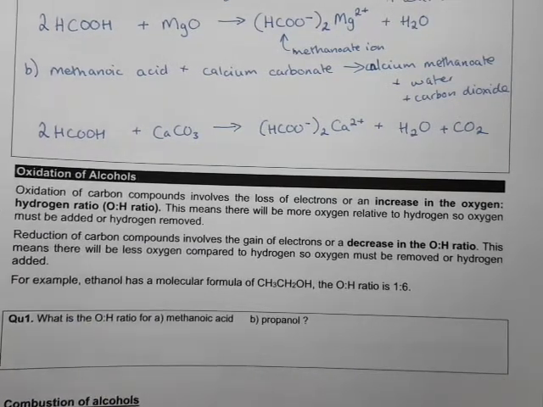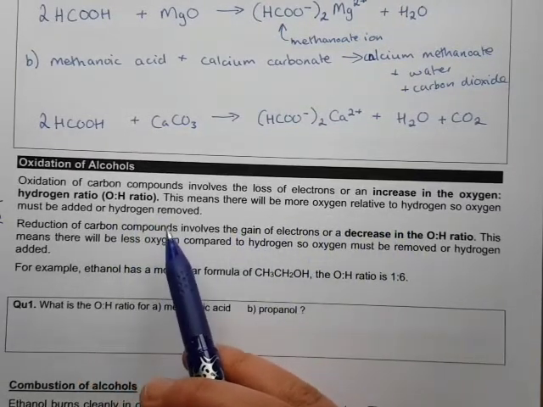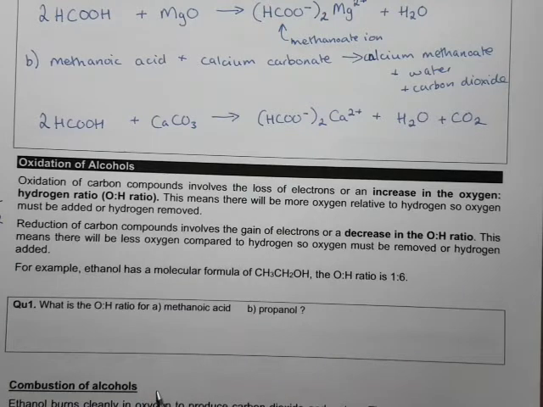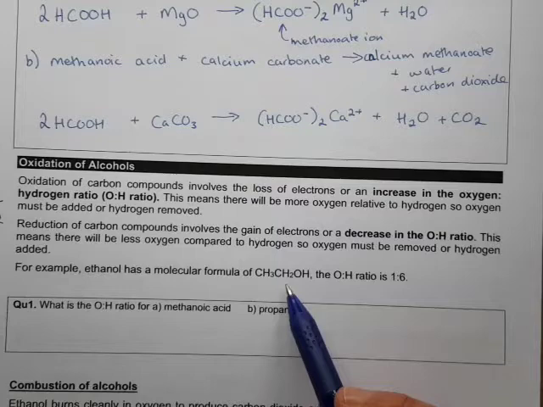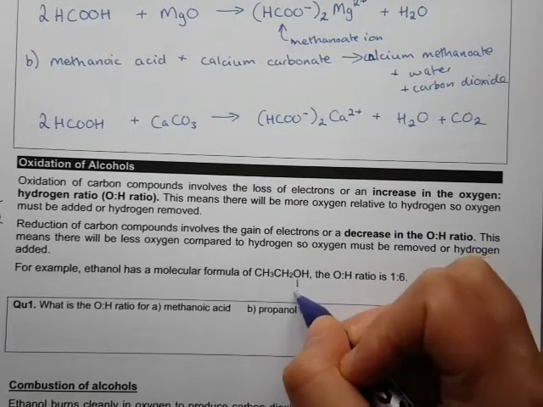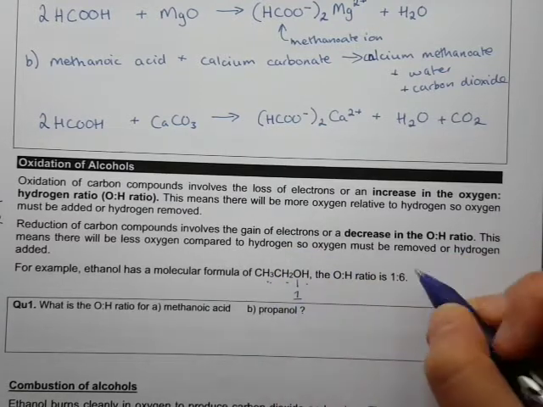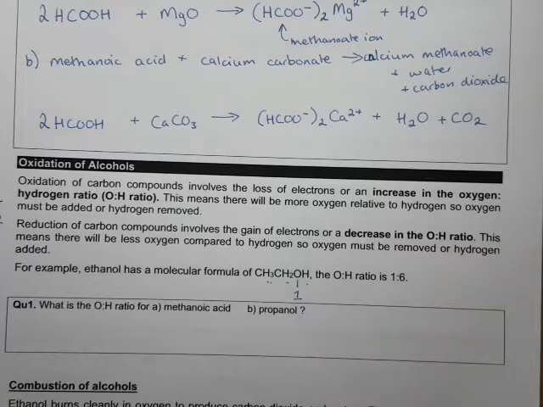Okay, so first of all, it's worth doing a little bit of practice of calculating the O to H ratio, the oxygen to hydrogen ratio. This should be nice and easy. It's just a case of counting up the number of each type of atom in the formula. So for example, ethanol has this molecular formula here, CH3CH2OH. The O to H ratio is 1 to 6 because there is 1 oxygen and then there are 1, 2, 3, 4, 5, 6 hydrogens. So O to H ratio is just 1 to 6. What I'd like you to do is pause the video now and try question 1.